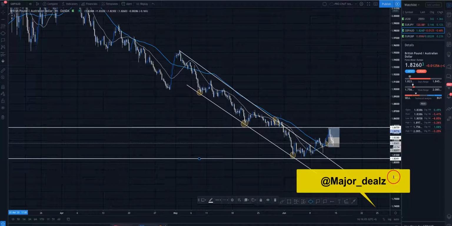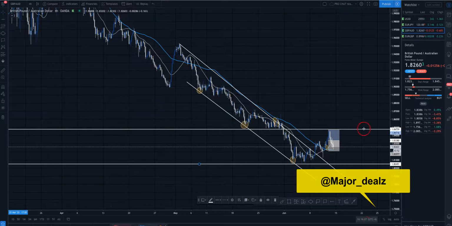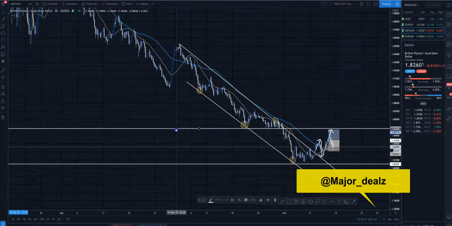And as we can see, we kind of have a break of market structure right here, right? We have a break and then a retest, right? And it looks like price went up to this level, this key resistance level, right? So we have a break. This is an example of a break and retest.